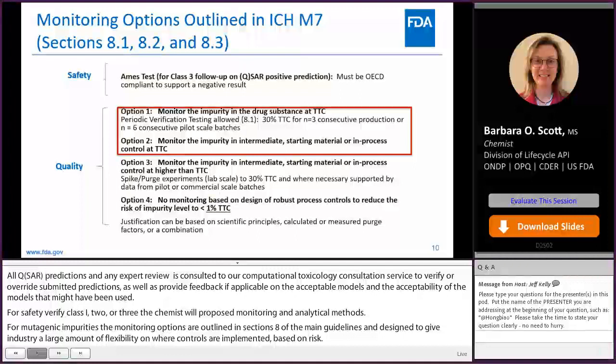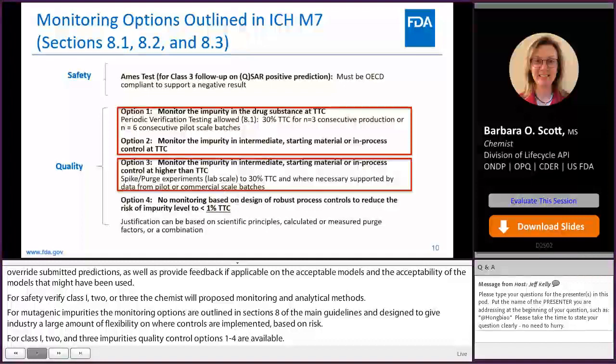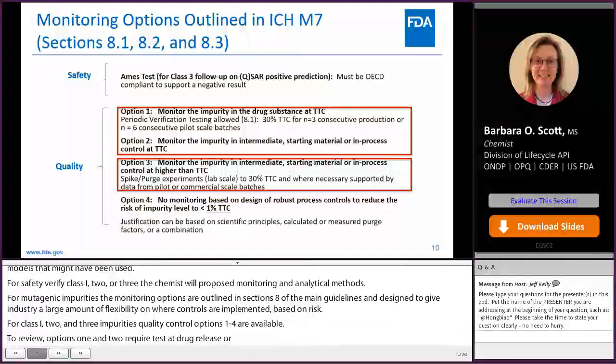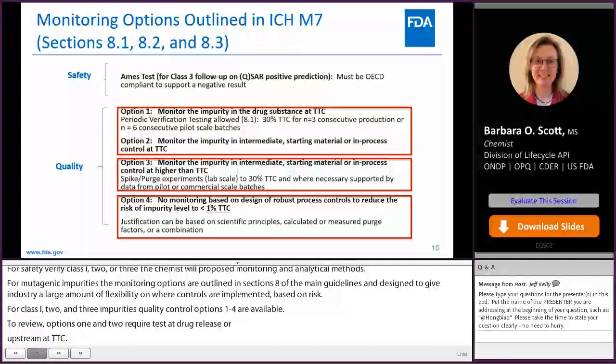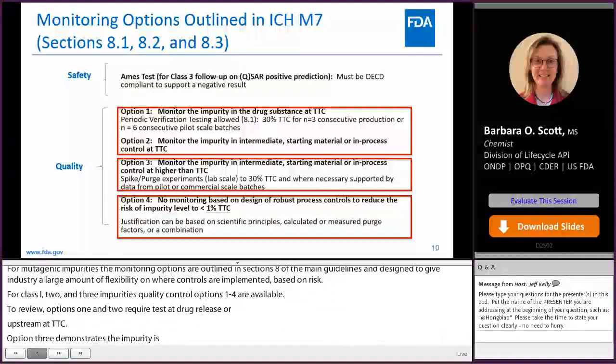Option 3 allows for an upstream test higher than TTC with an appropriate spike purge study, which demonstrates the impurity is purged to 30% TTC in the drug substance. Option 4 allows for no monitoring based on a robust process design and understanding of the purge pathway for a given impurity. For option 4, purging of the impurity to negligible levels or 1% TTC is recommended.